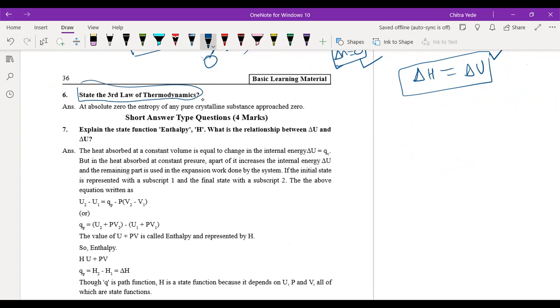It says that at absolute zero, entropy... First, we have to understand what is entropy. Suppose I have a glass of water here. In a glass of water, the particles of water are compactly arranged and strongly bonded with each other.